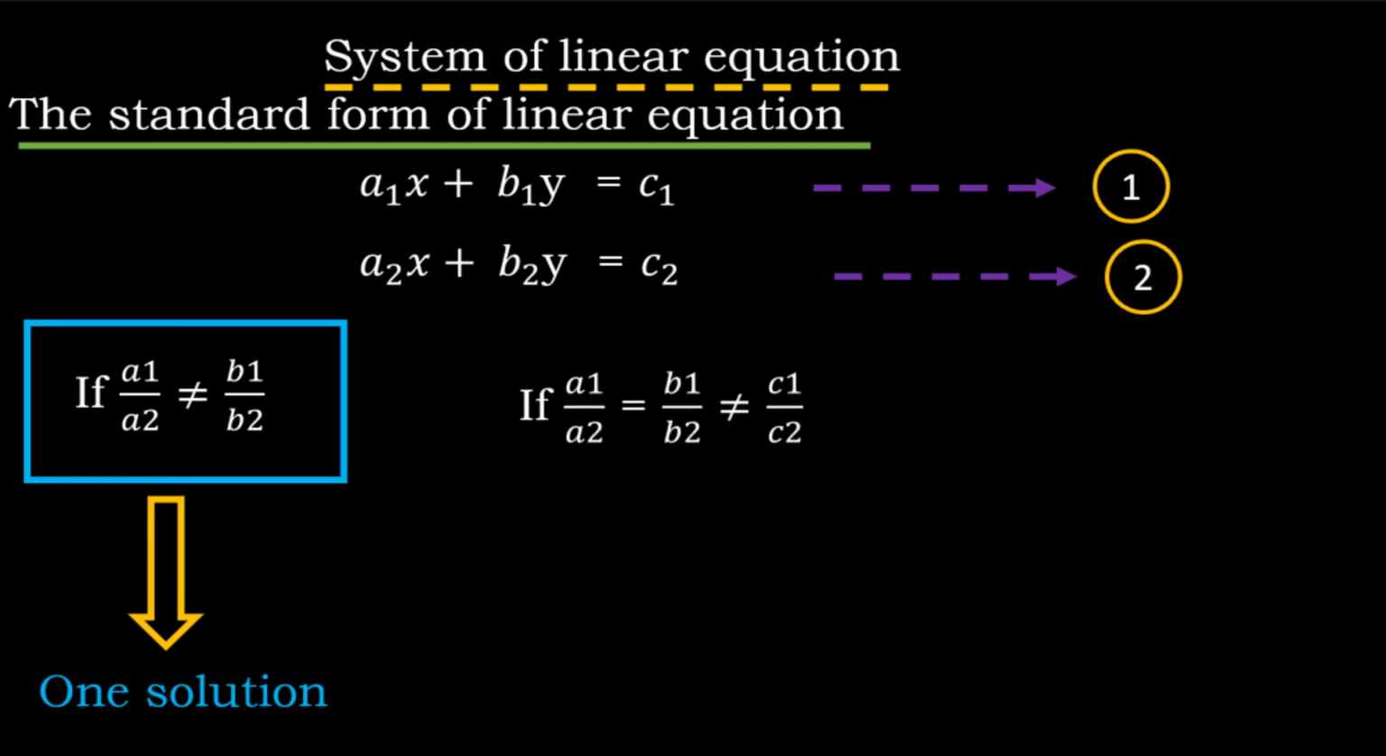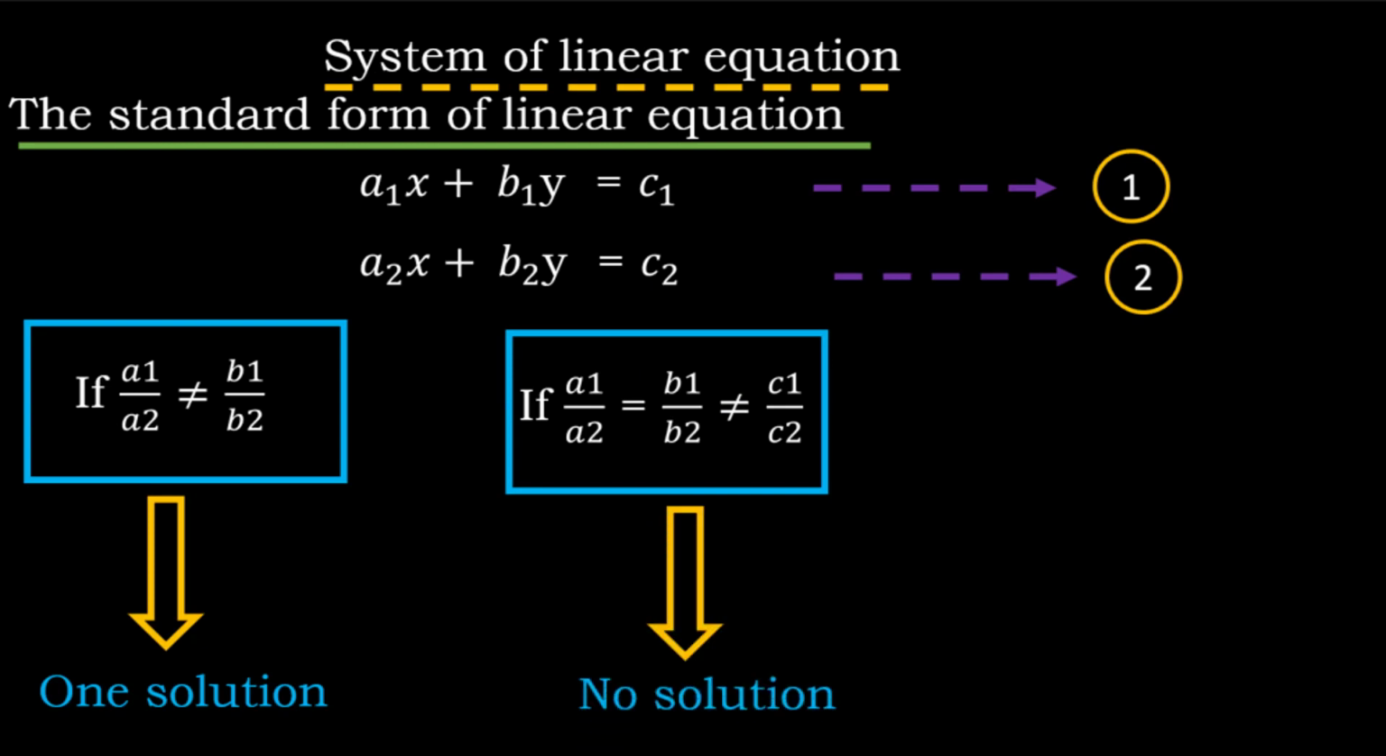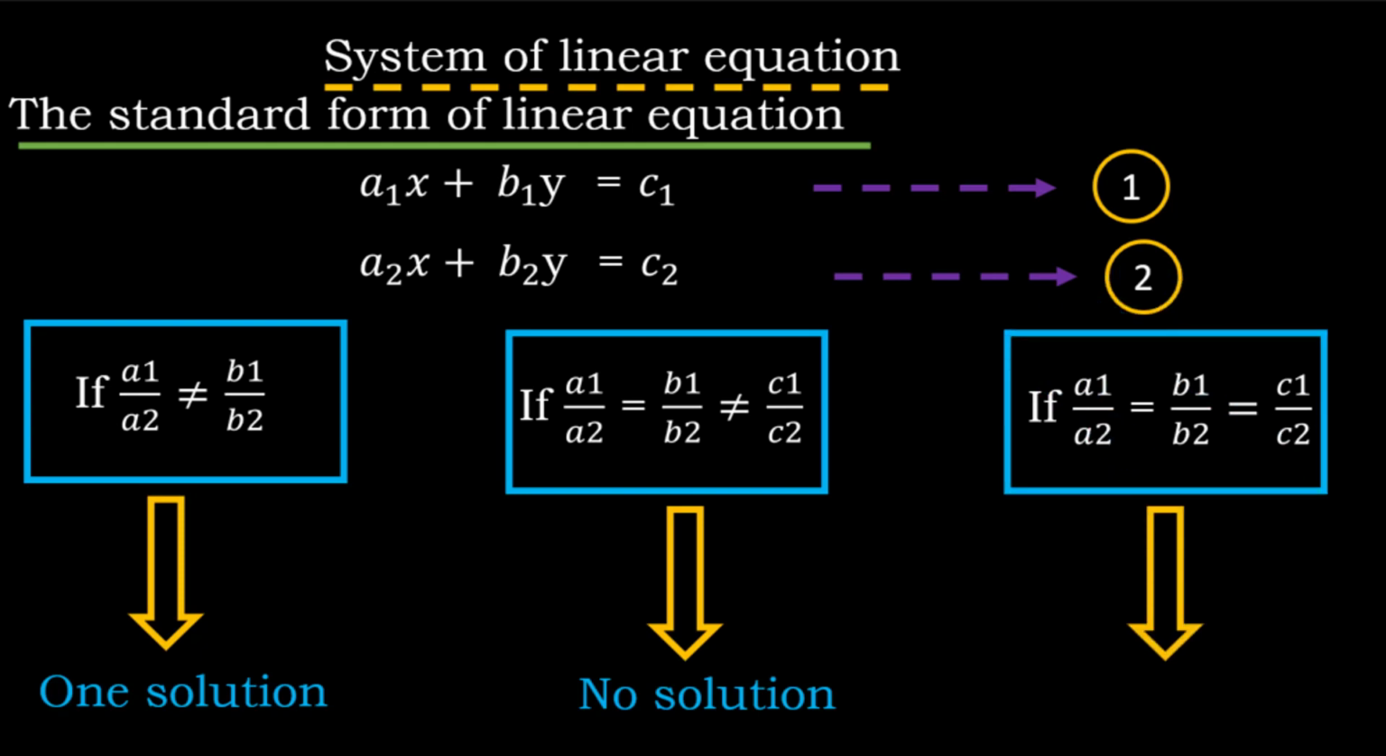But if a sub 1 over a sub 2 equals b sub 1 over b sub 2 and is not equal to the ratio between the two constants, we will deduce that we have no solution. But if a sub 1 over a sub 2 equals b sub 1 over b sub 2 equals the ratio between the two constants, we will deduce that we have an infinite number of solutions. Now we will take some exercises about this rule.